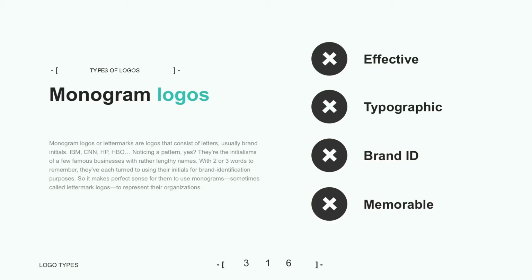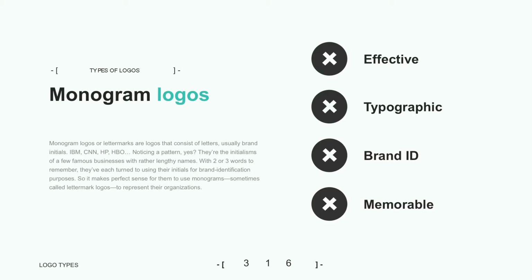Monogram logos, or letter marks, are logos that consist of letters. Usually they're brand initials like IBM, CNN, HP, HBO, things like that. You notice a pattern, right? These are the initials of famous businesses out there that have very lengthy names, so they abbreviated them and made those letters the mark for that business. With 2 or 3 letters to remember, it makes it really easy for the consumer to remember your brand. So they each turn to using their initials for brand identification purposes.